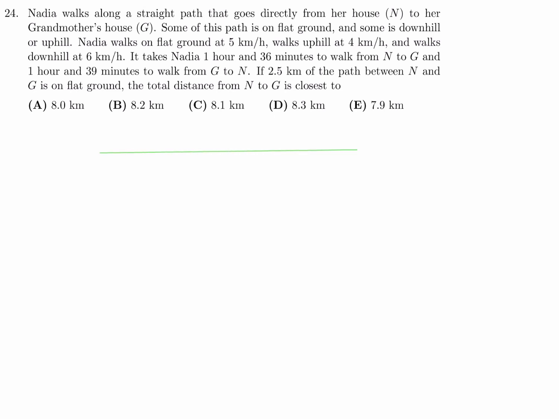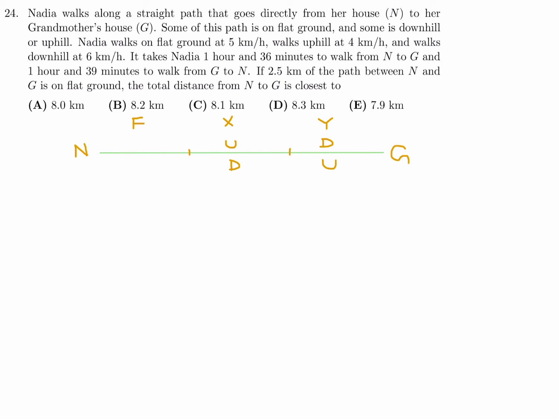Alright, so let's figure out this diagram. So we have N and we have G. I have no idea what the exact specification is, so I'll just guess. I'll say there's a certain amount of flat land and a certain amount of land that's going to be uphill and downhill. So this part is uphill if I'm going in this direction, and then this part will be downhill. Now if I'm going in the backward direction, this part will now be uphill and this part will be downhill, right? That's just common sense.